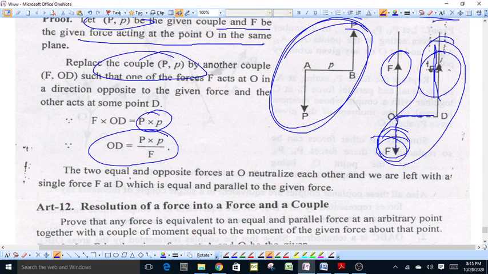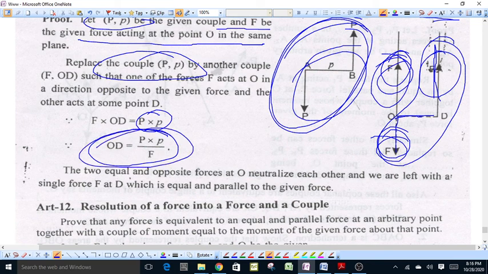Therefore, the resultant of a couple and a force is a single force whose magnitude is equal to the given single force, and whose line of action is displaced through a distance OD, which is equal to P into p upon F, parallel to the line of action of the given single force.